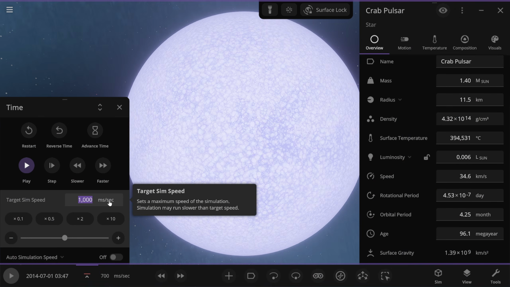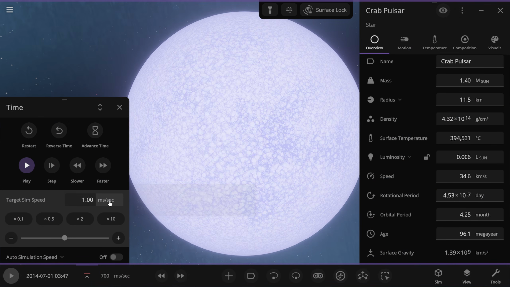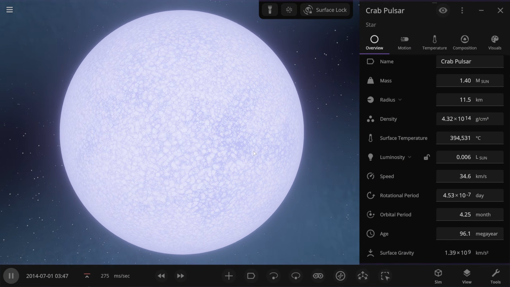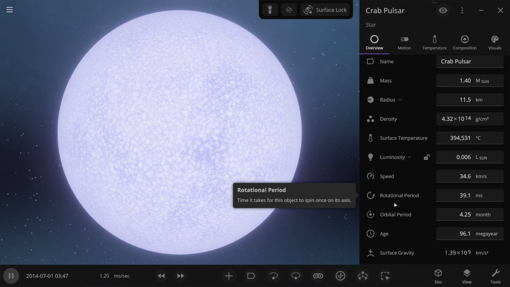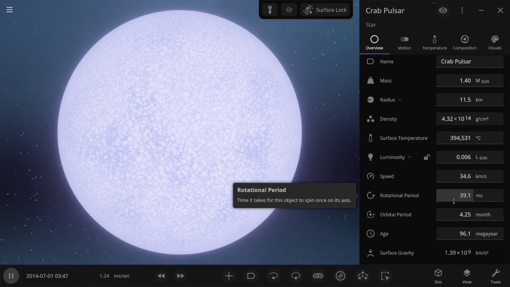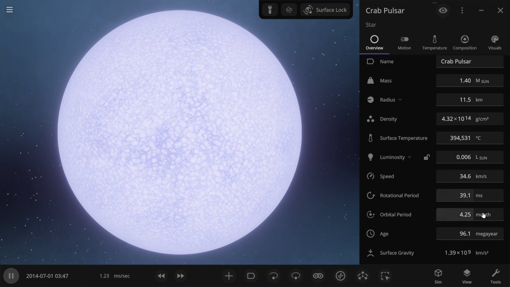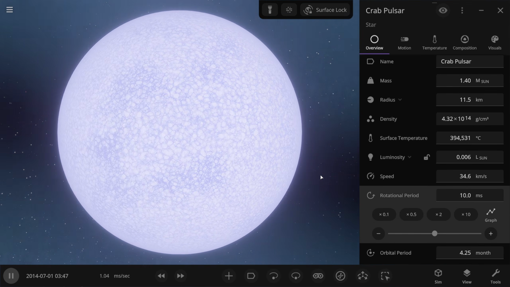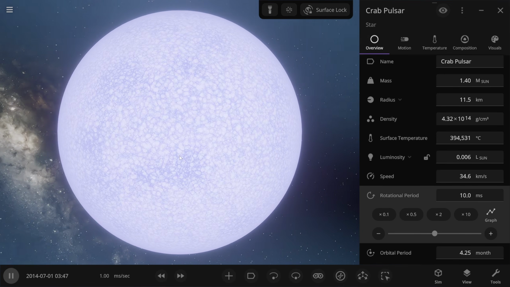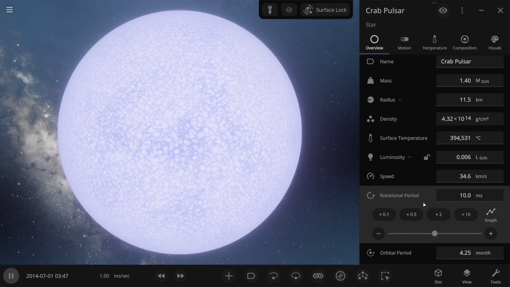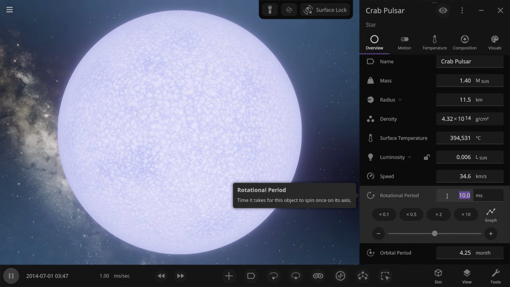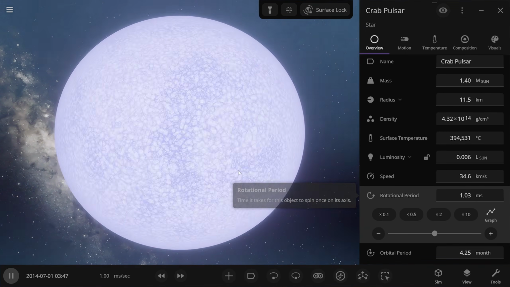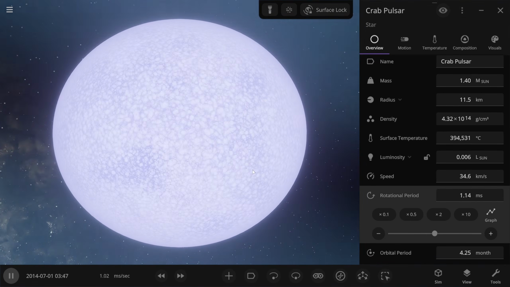I even slowed the simulation speed down to 1 millisecond per second right away, just so we could see something. And as we can see from the specifications, the rotation period of this pulsar is 39 milliseconds. That is incredibly fast. I'll start by setting a day on the pulsar to 10 milliseconds. It started spinning faster, but it didn't even flatten out, so it doesn't care about this rotation at all. But what if the rotation period becomes 1 millisecond? Oh, and that of course starts to stretch it out.